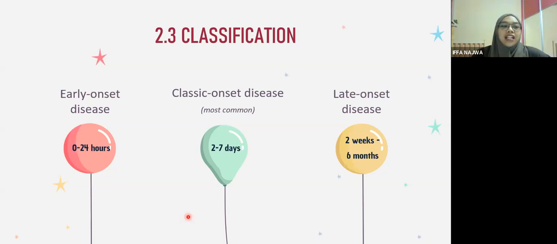So, VKDB is classified according to the onset of the hemorrhagic episode. If it occurs within the first 24 hours of life, it is the early onset. And next, the classic onset is the most common, which happens from the 2nd day of life to the 7th day of life. And then the late onset is between 2 weeks to 6 months of age.